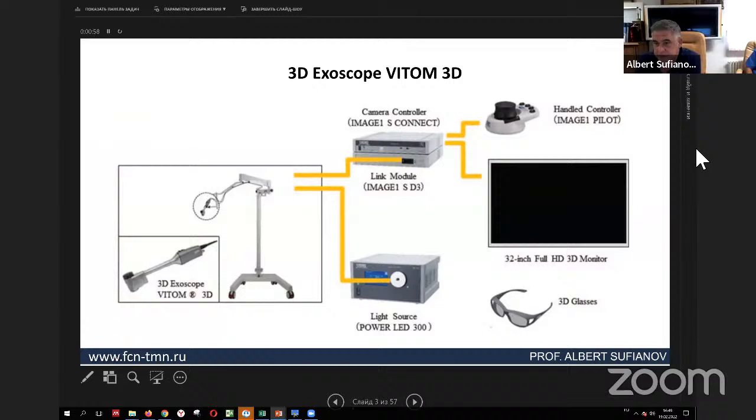So the exoscope has some main components. The most important is the exoscope head, as you see. We also have the light source, the camera controller, and the hand control. All the images we see on the screen through the glasses in 3D imaging.